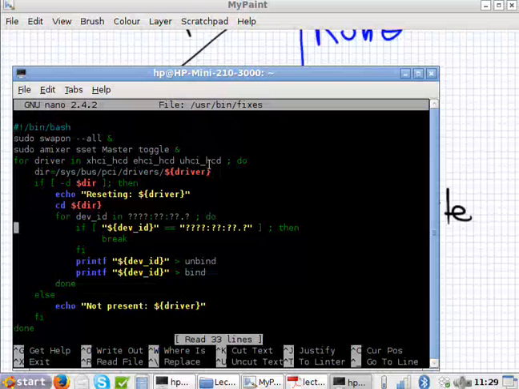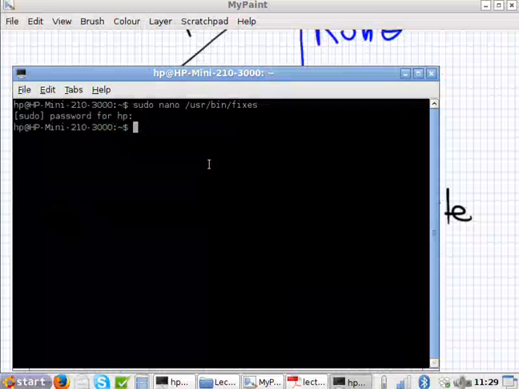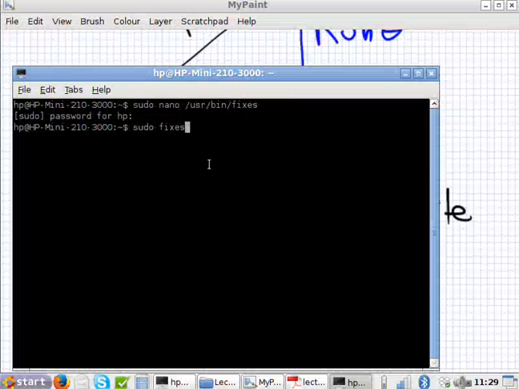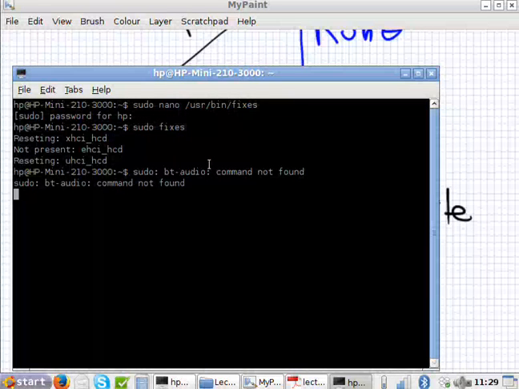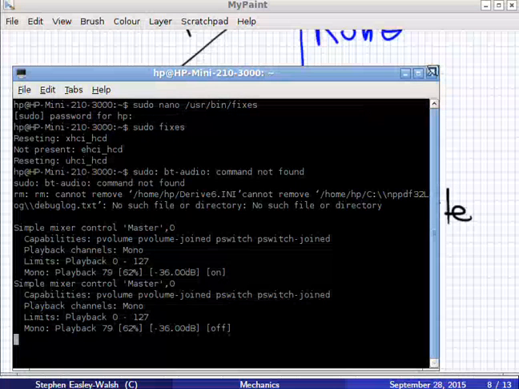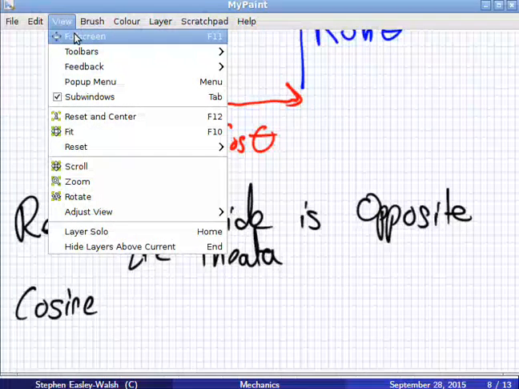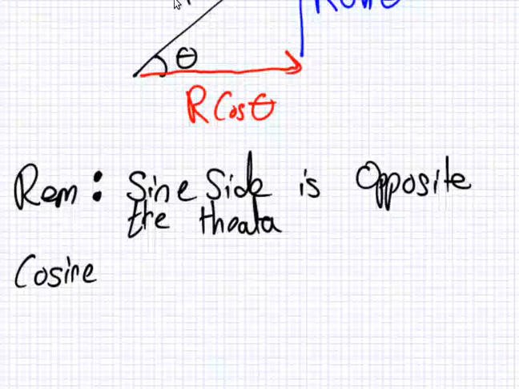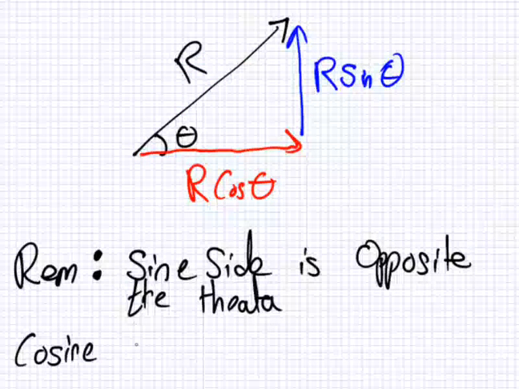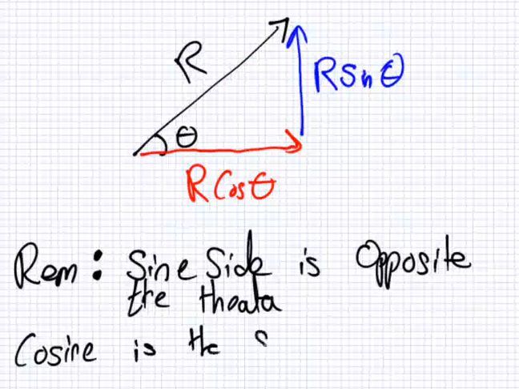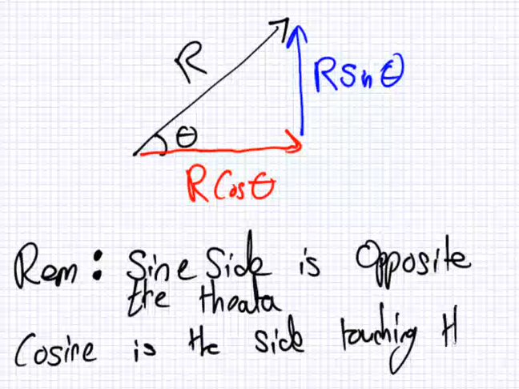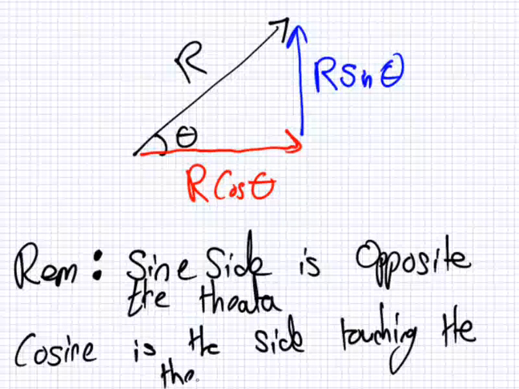So remember, the sine side is opposite the theta, and the cosine side touches the theta.